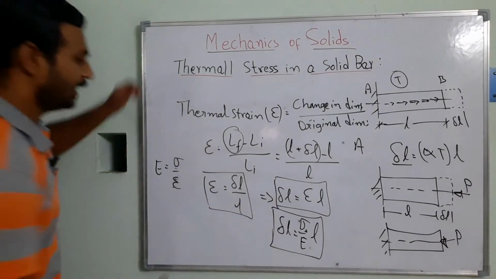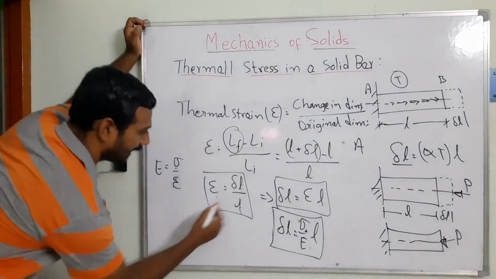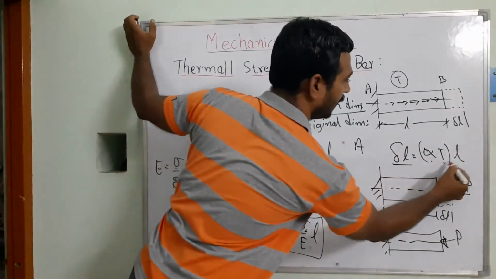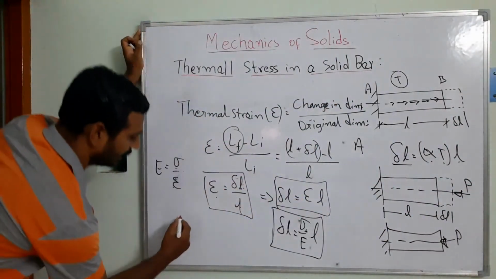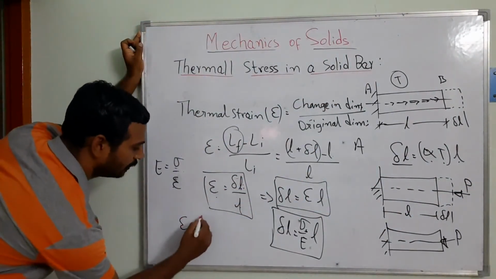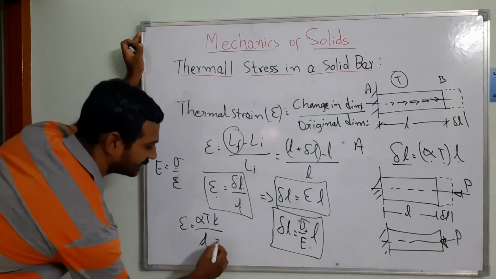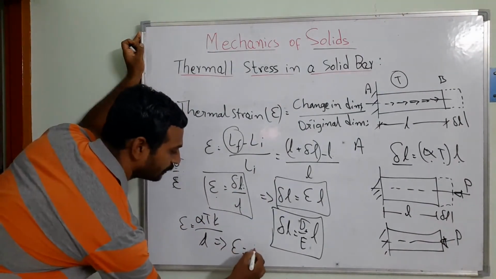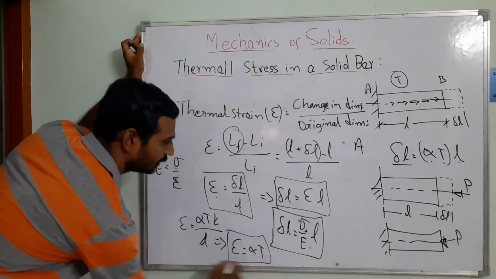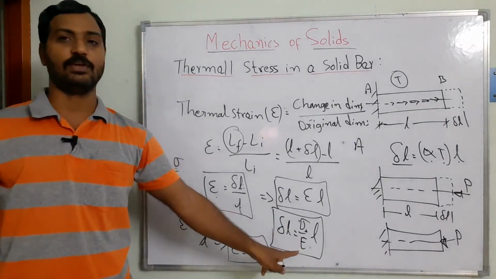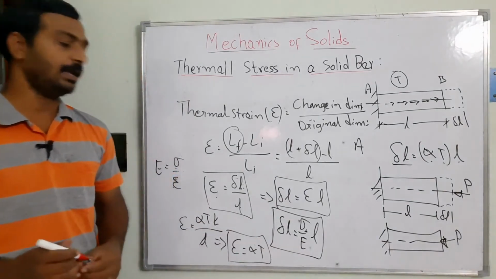So here we can see epsilon is equal to del L by L. For del L, we have alpha T into L, that I am going to substitute here. So epsilon is equal to alpha T L by L, we got it. L is going to be cancelled. From this, epsilon is equal to alpha T, we got it. If I substitute in this equation, we are also going to get that value.